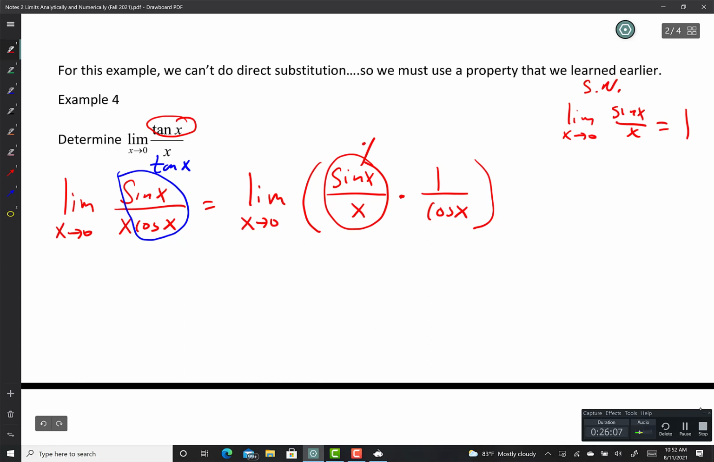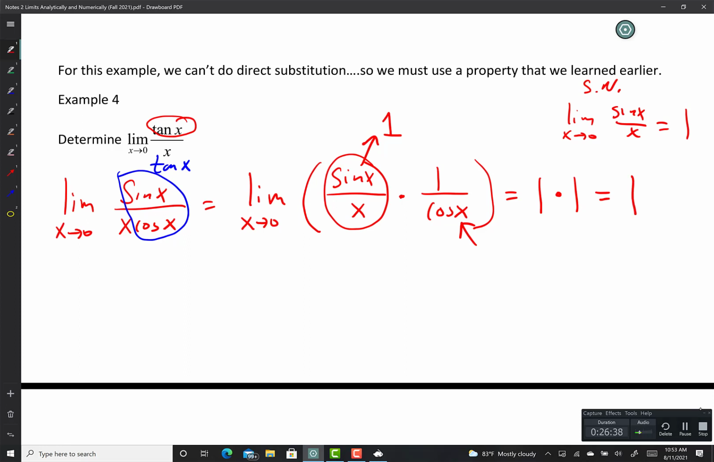What is that? That's a 1. So I have 1 times, now for the cosine x, here's where your pre-calc comes in. Oh, we didn't do the pre-calc quiz. Oh well, tomorrow. For the cosine x, can I do direct substitution for that one? Yeah, what is cosine of 0? 1. So 1 divided by 1, that's a 1. So this tan x over x, that limit is just 1.